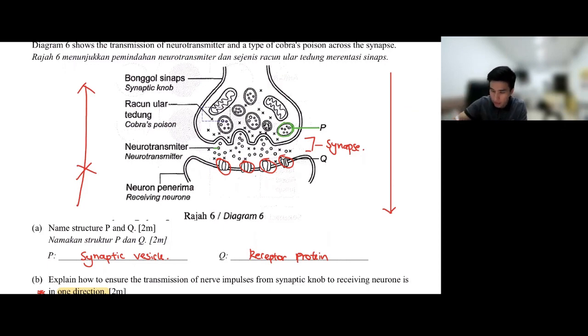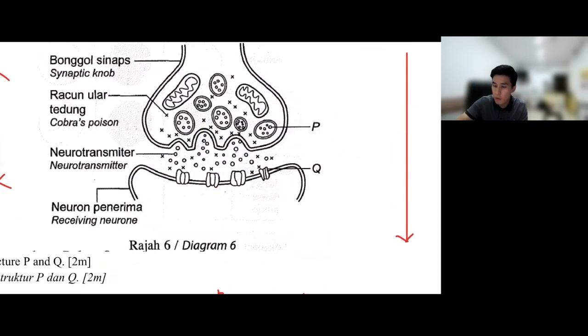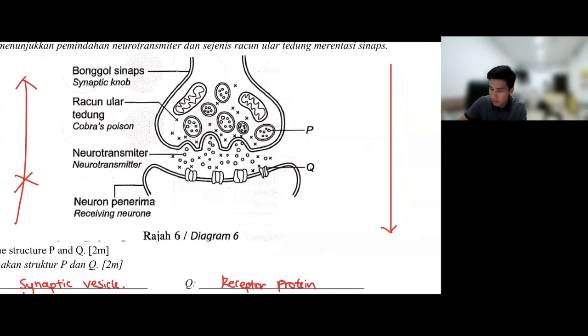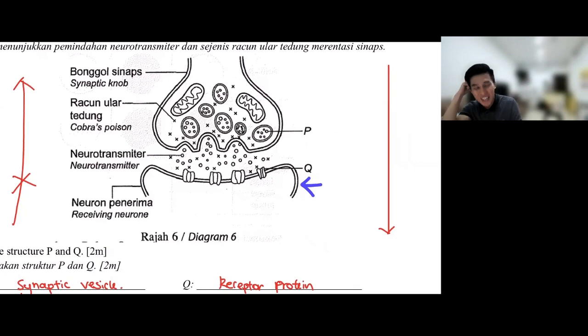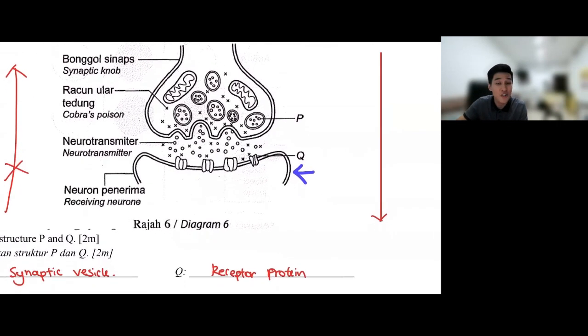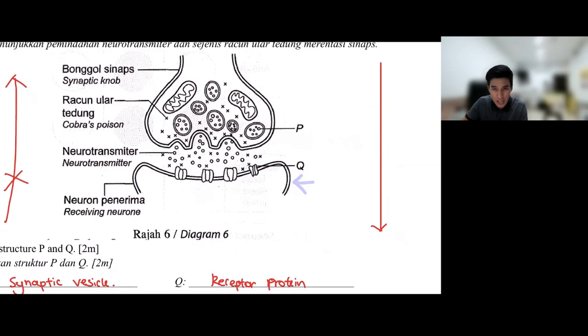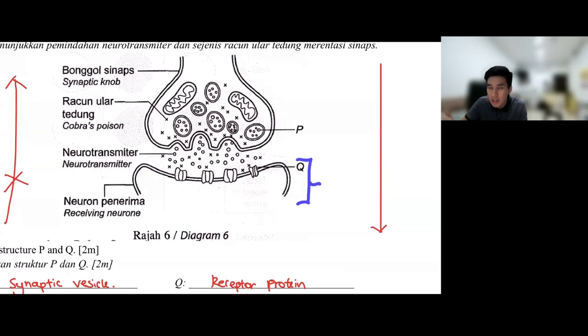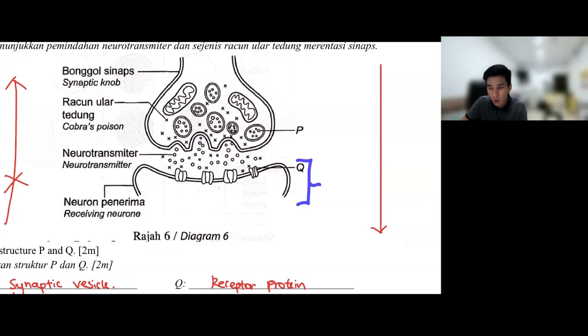Reason number one, I want you to answer me. Sorry, I know it's very disgusting, but at least you understand, right? If you look at here, the dendrite of the receiving neuron, answer me this. Only what can be found at the dendrite of the receiving neuron? Again, what can only be found at the dendrite of the receiving neuron? Exactly, Isabel, very good, the receptor protein.